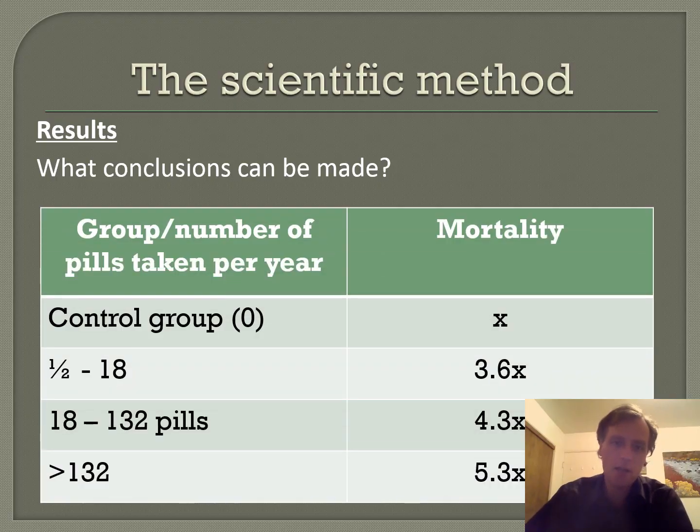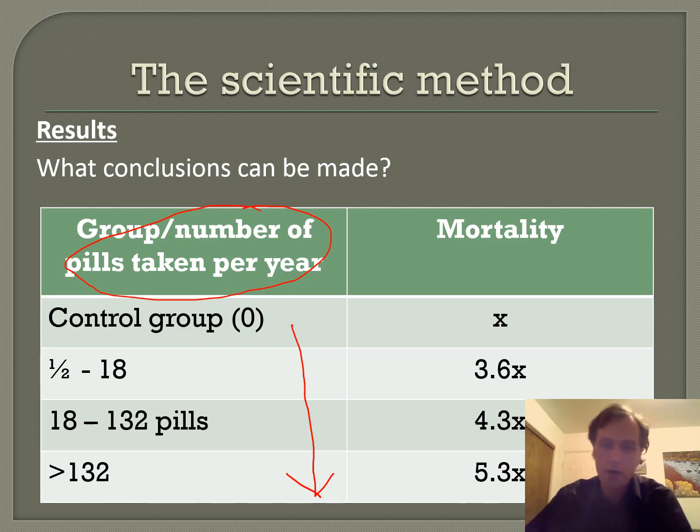On the top of this column, it is group or number of pills taken per year. So in each of these groups, there were more and more sleeping pills taken per year, with the bottom being more than 132 sleeping pills taken per year, the middle group being 18 to 132 pills taken per year, half to 18 pills taken per year, and then the control group.